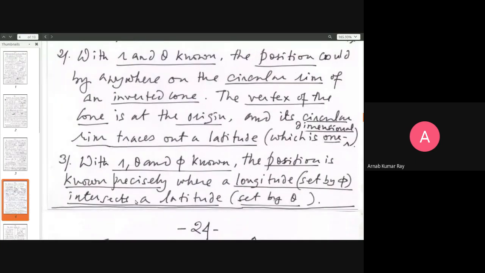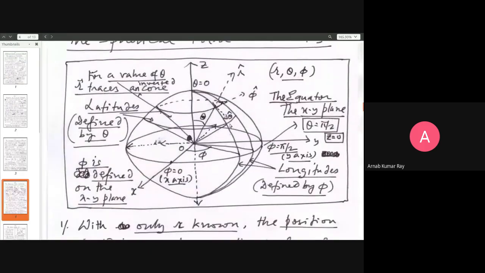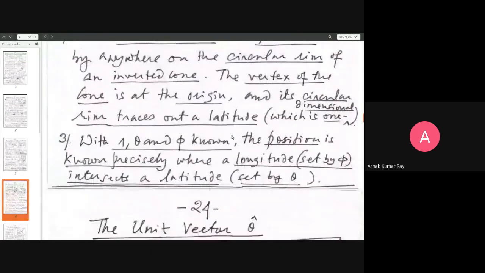And when r, theta, phi, all three are known, there is no uncertainty. Uncertainty is zero-dimensional in nature. That is what you should say. And that is to say, you have hit the point exactly where you're supposed to be. So with r, theta, phi known, the position is known precisely, where a longitude set by phi intersects a latitude set by theta. This is a longitude, this is a latitude. They intersect.